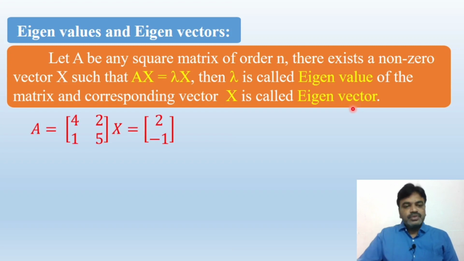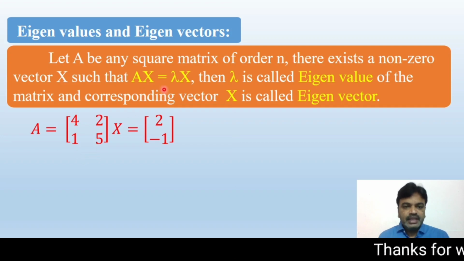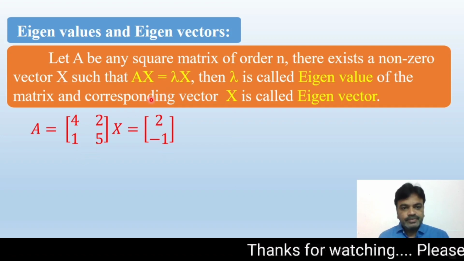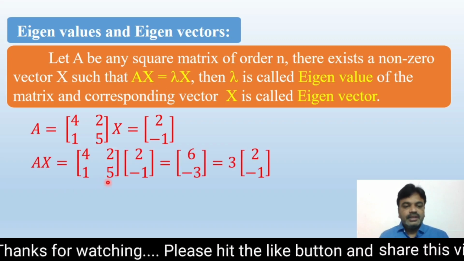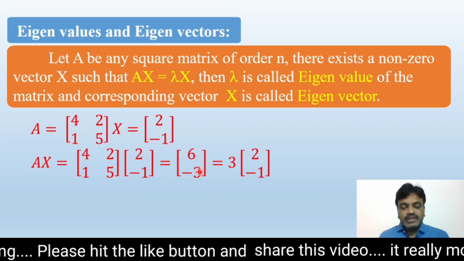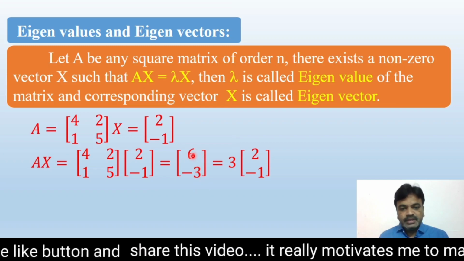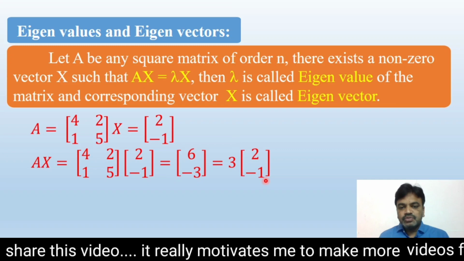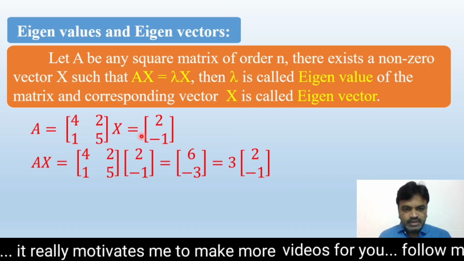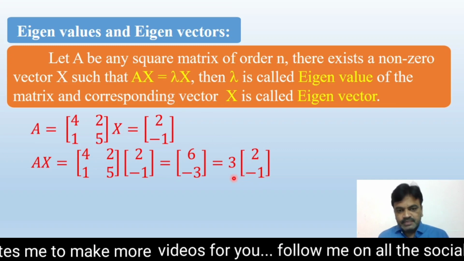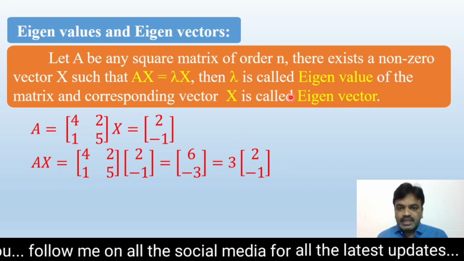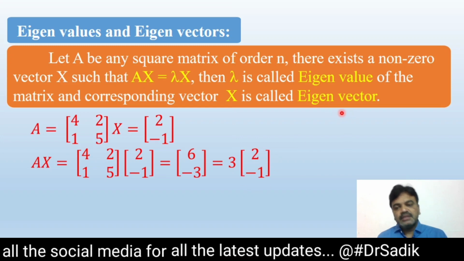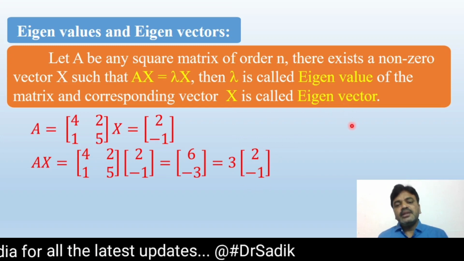Let us see one example. Suppose we are given A that is equal to 4 2 1 5 and x that is equal to 2 minus 1. Now what is the left hand side here? Ax. Simply multiply, then we get a column matrix 6 minus 3. Taking 3 common, we get 3 times 2 minus 1. What is 2 minus 1? It is x. So this is like lambda x. That means Ax is equal to lambda x. Here 3 is called the eigenvalue and 2 minus 1 is called the eigenvector.